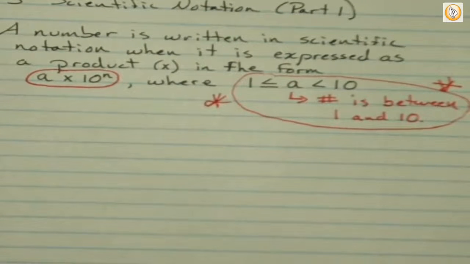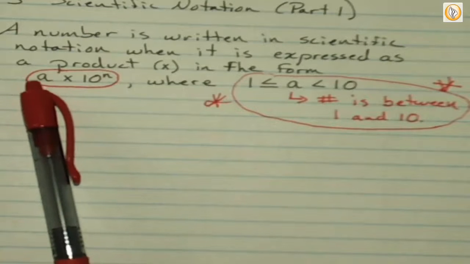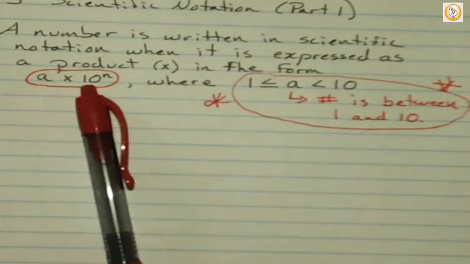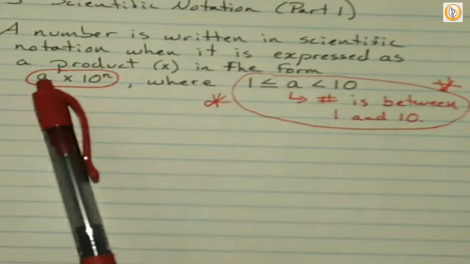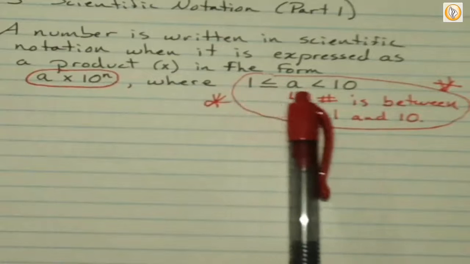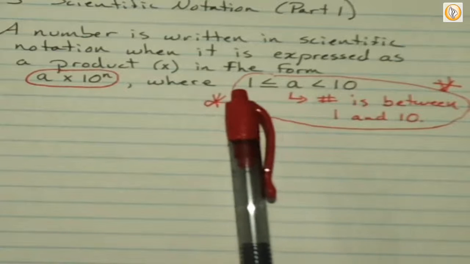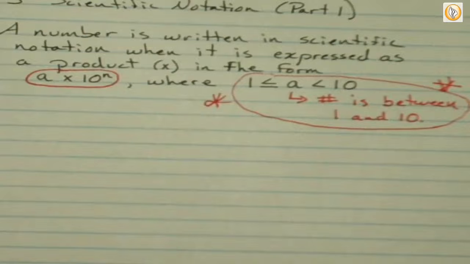So scientific notation. A number is written in scientific notation when it is expressed as a product. It's going to look like this: A is going to be a number, not necessarily A. It just represents a number times 10 to the nth power, exponent. Where A, this number right here, has to be greater than or equal to 1 and less than 10. If it is less than 1 or greater than 10, it is not in scientific notation.